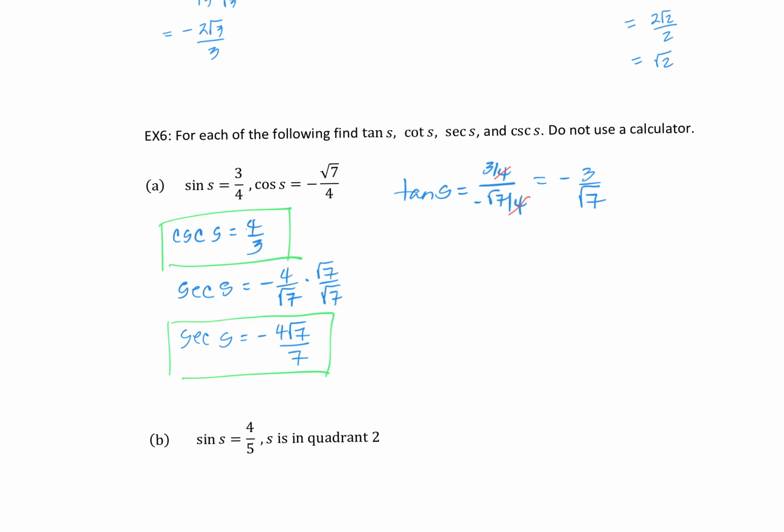So tangent of S is equal to negative 3 over the square root of 7. However, we still have to rationalize. So I'm going to multiply by square root of 7 over square root of 7. And then let me rewrite this as tangent of S equal to negative 3 square root of 7 over 7.